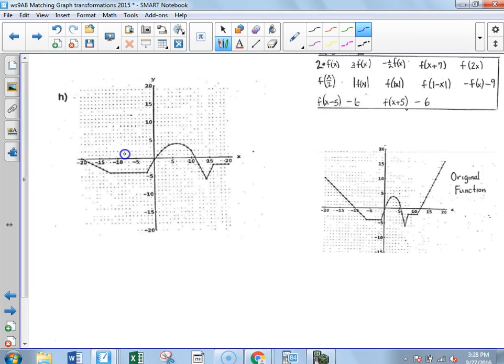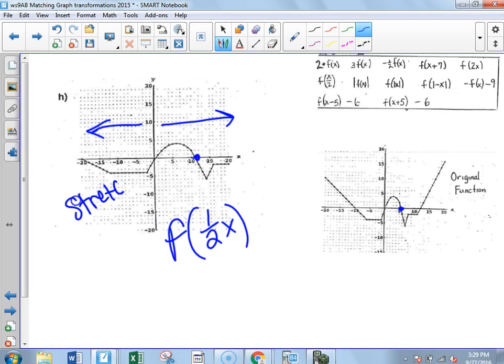All right, this looks weird because it's cut off on the sides, but it's just because of the window. They stretched it out this way. Yes? So where it used to go through 6, now it's going through about 12. This is stretch horizontally. Remember, this does the opposite of what it seems. Stretch by 2.